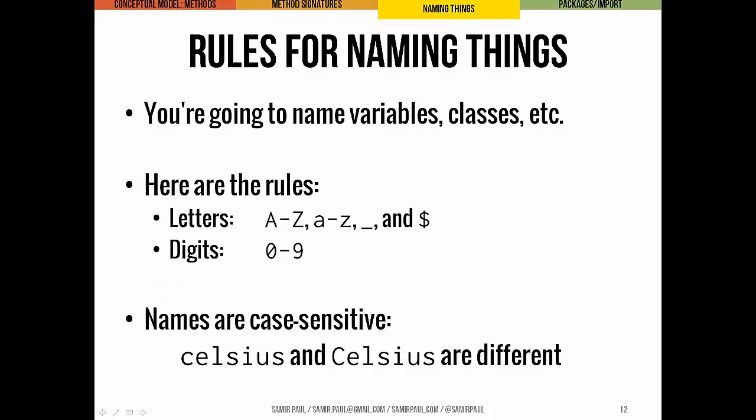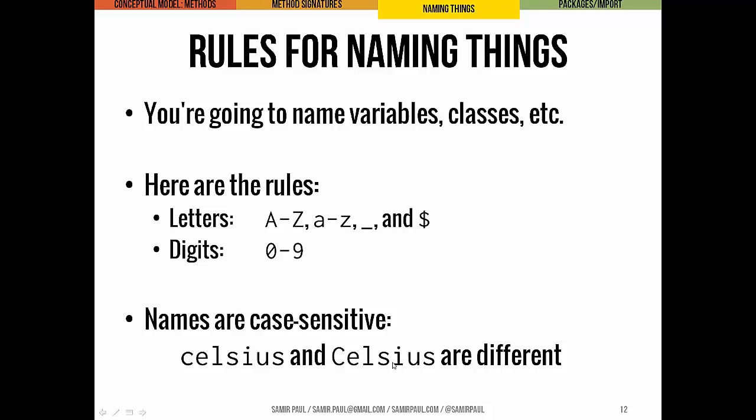Next thing we want to talk about real quick is naming things. We're going to be naming things all the time. Generally, Java is pretty tolerant of how things should be named, but there are some pretty strong style conventions that it's good to be mindful of. So, the rules: all of these characters are legitimate, capital letters, lowercase letters, $, digits, but names in Java are case sensitive.